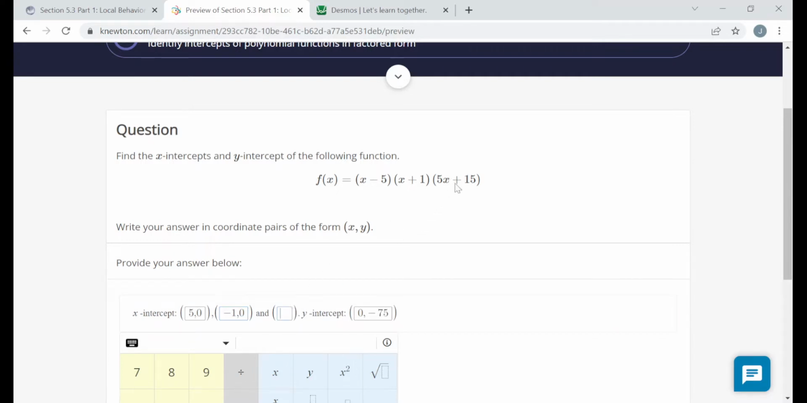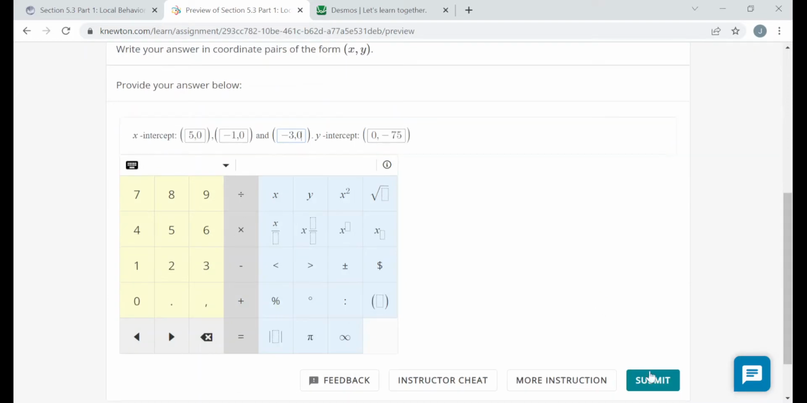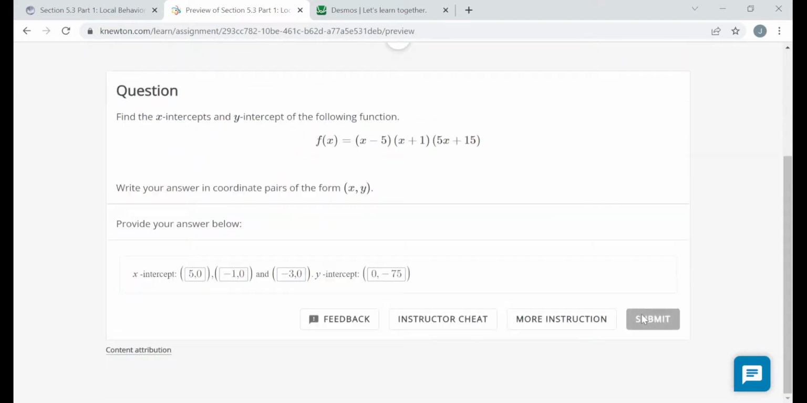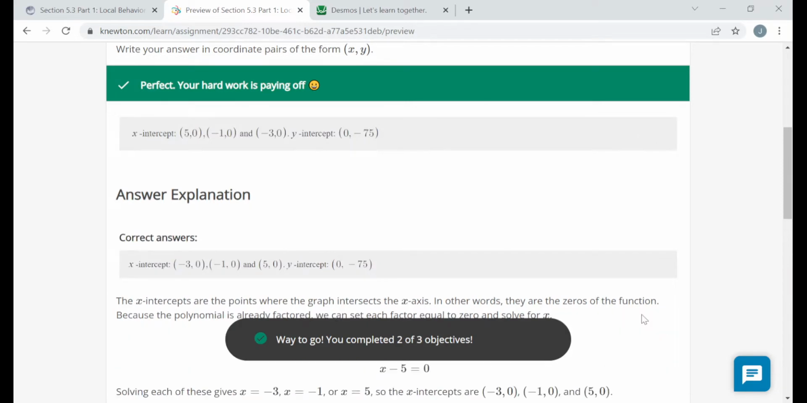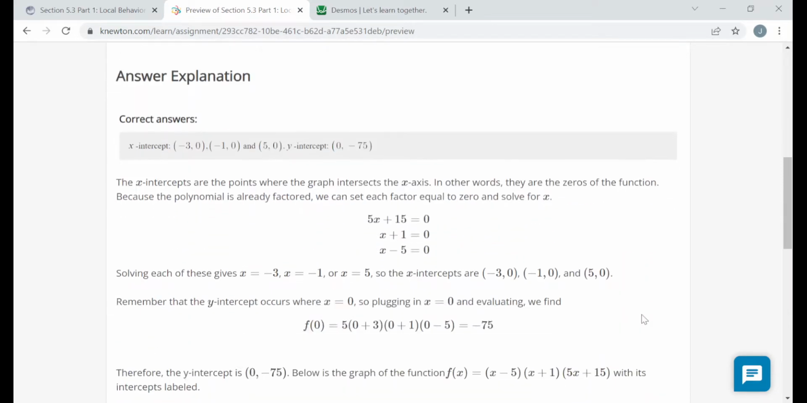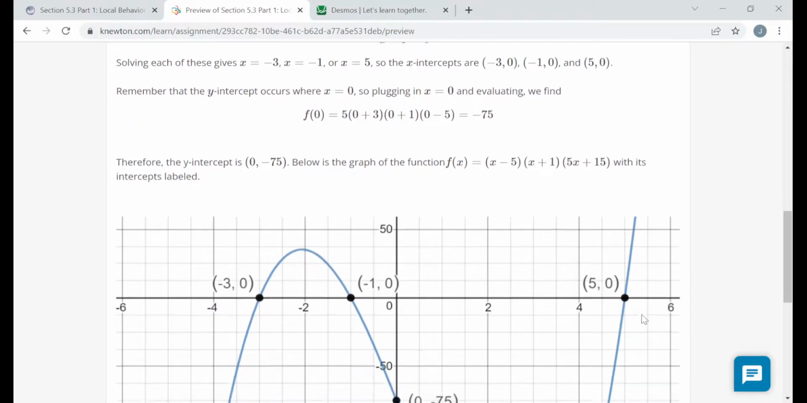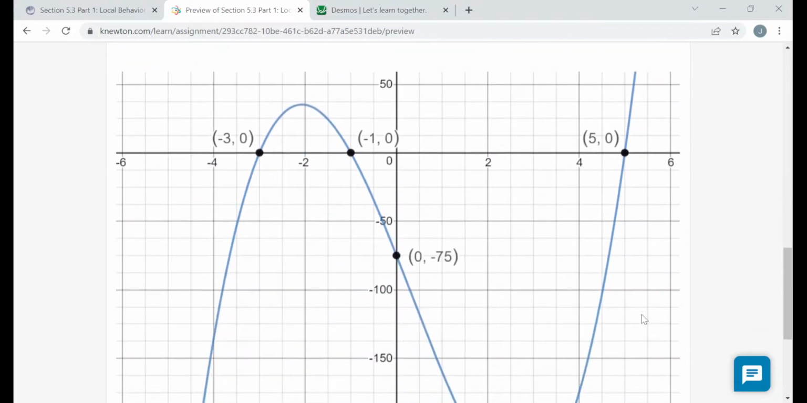And then finally, this third factor, 5x plus 15, would be 0 when x is negative 3. You'd subtract 15, then divide by 5. So negative 3 comma 0. And again, that should be it. Wonderful. So when the polynomial is already factored for you, finding the intercepts should be simple.